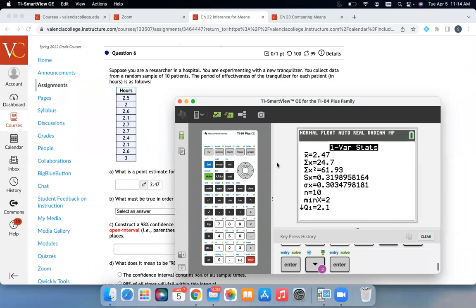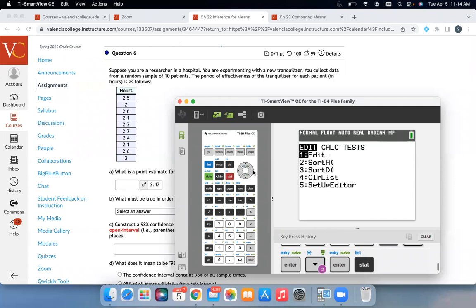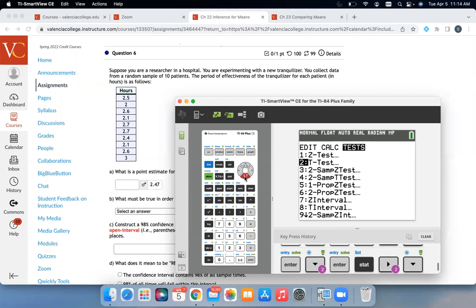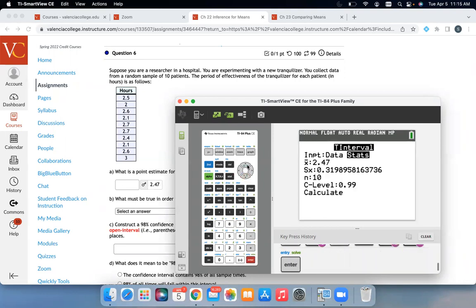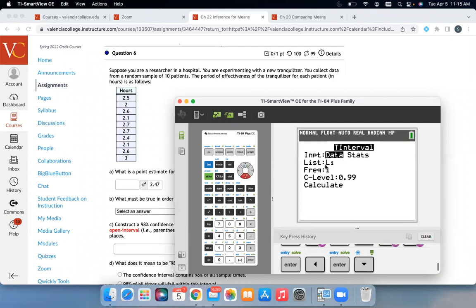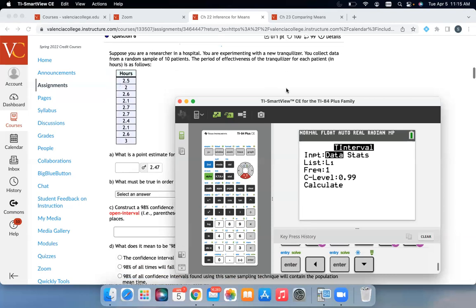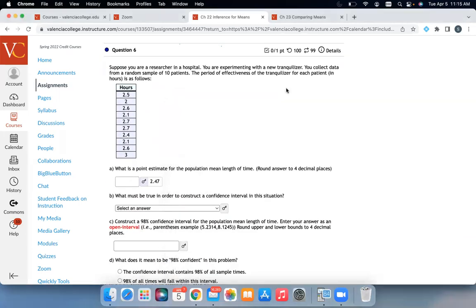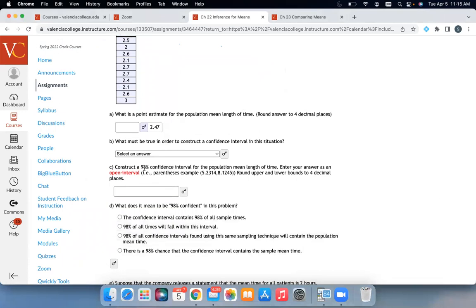Or I could skip that step and just do everything at once by coming to stat, over to tests, down to number 8 again, T interval, and tell the calculator, look, I think it already put my stuff in for me, but just tell the calculator, I have the data and it's all in L1. That's where the data lives. Leave that frequency alone at 1. And let's see, 98%.